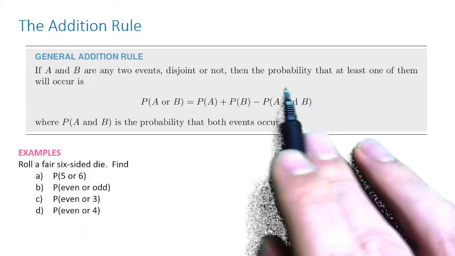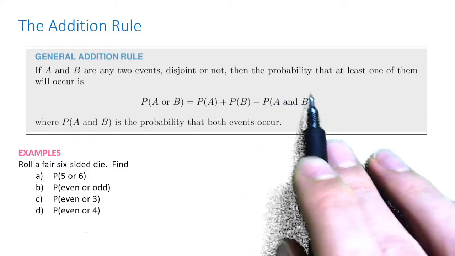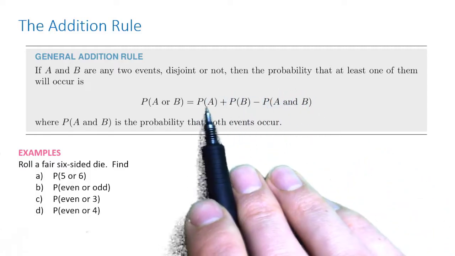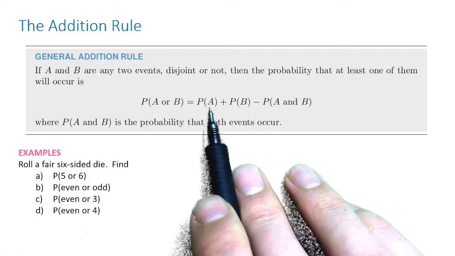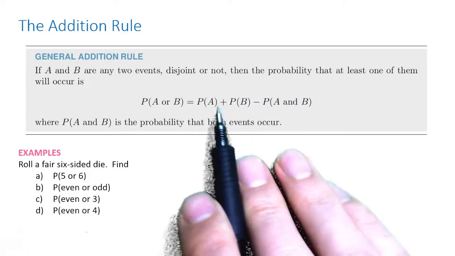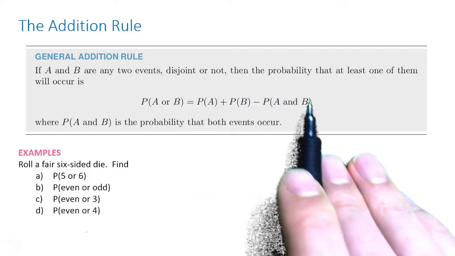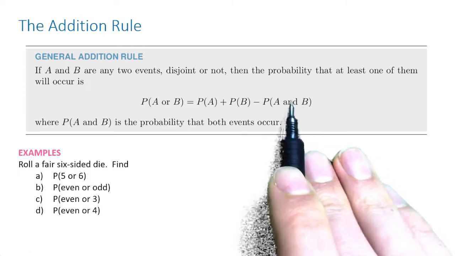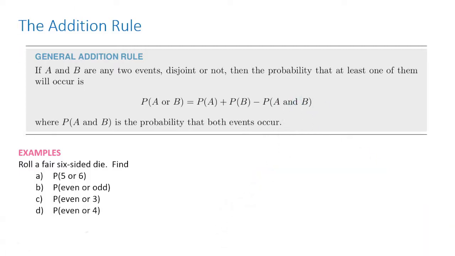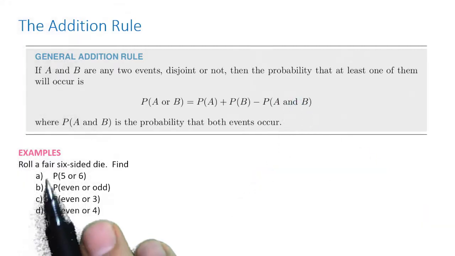And this part is the part that a lot of people don't see coming. A lot of people will naively just add these and expect that to be the answer. Well, if the probability of A and B is a possibility, you've got to take this into consideration. So do be careful about that. Okay, so let's look at this example.